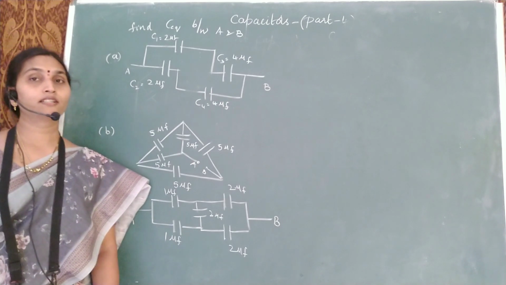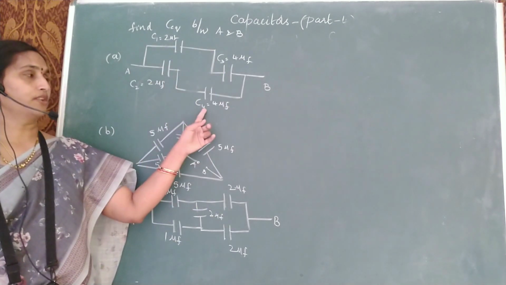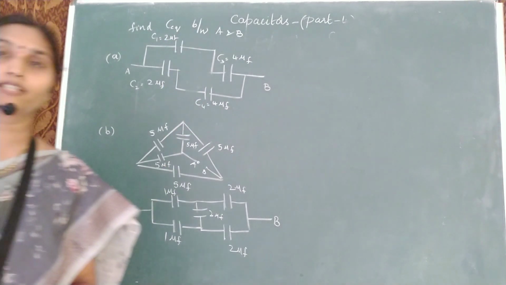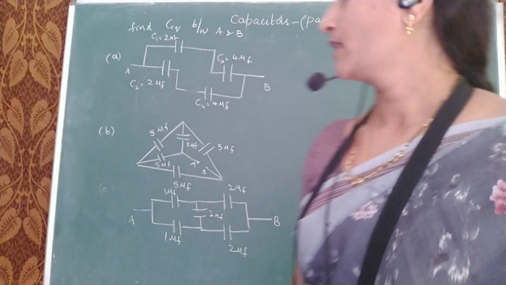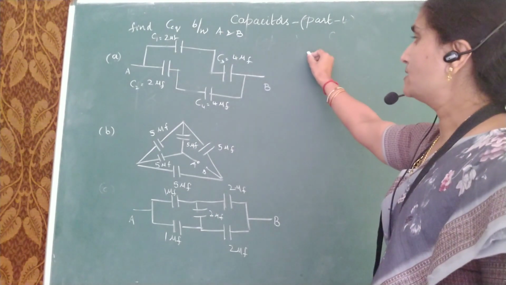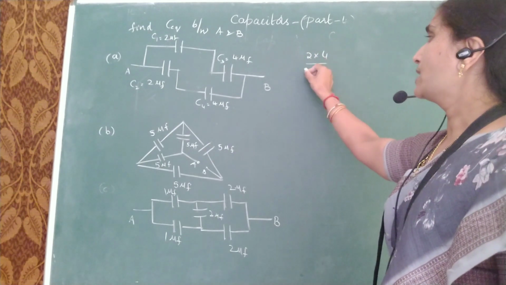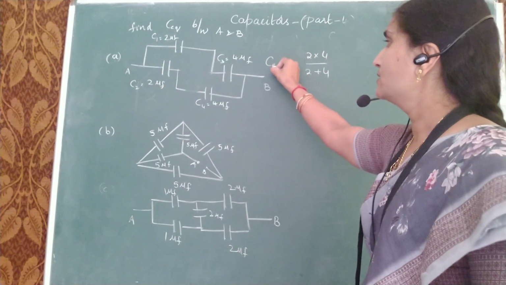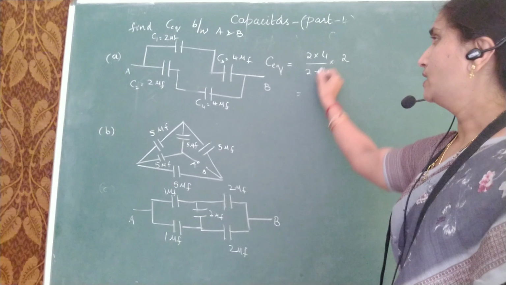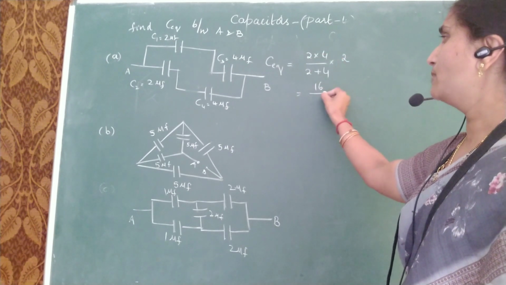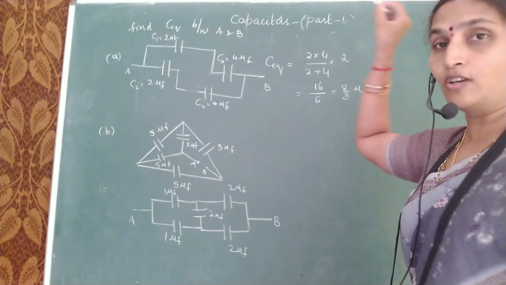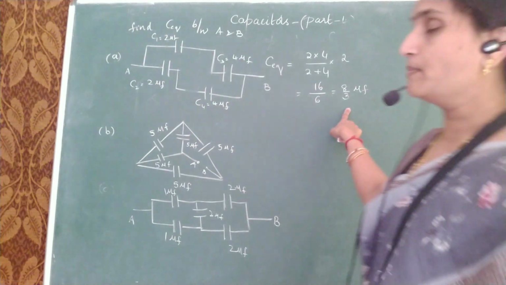How are 2 and 4 connected in series? Again 2 and 4 in series, and the two branches are in parallel. So what should be your answer for the equivalent capacitance? Got the answer? Okay, look at the answer. 4 and 2 in series would be 2 into 4 by 2 plus 4. I am writing the answer for parallel combination, and the two branches are in parallel, so multiply this with 2. 4 2s 8, 8 2s 16 by 6. That is 8 by 3 microfarad. Okay, hope you got the answer. That should be 8 by 3 microfarad.